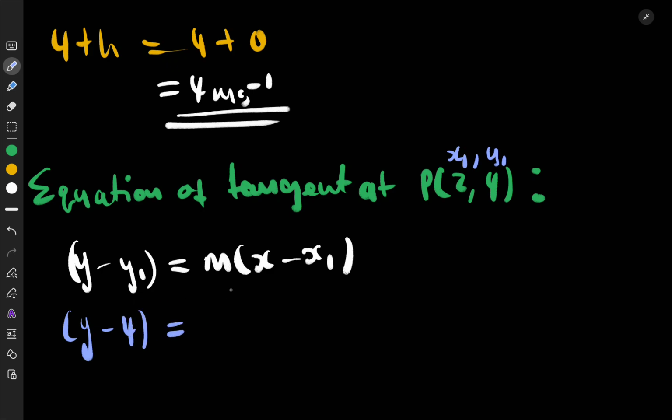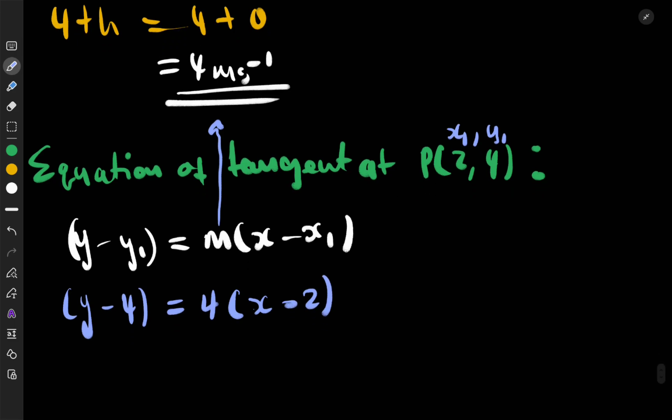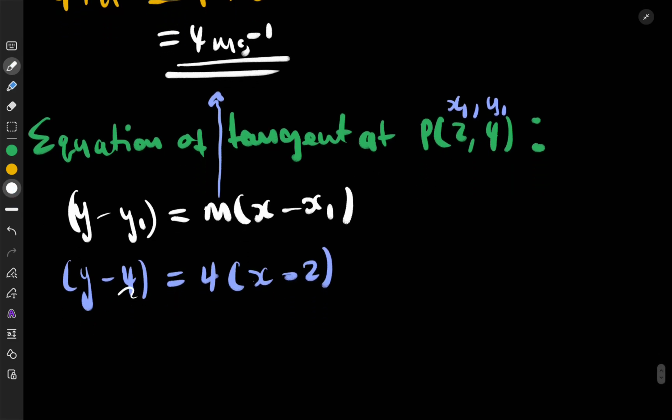So it becomes y minus, what is my y1? 4. This is equal to m. What is my m? It is 4. It's the answer you got for instantaneous, multiplying x minus x1, which is 2. So here we'll end up having y is equal to 4 multiplying x minus 2, plus 4.